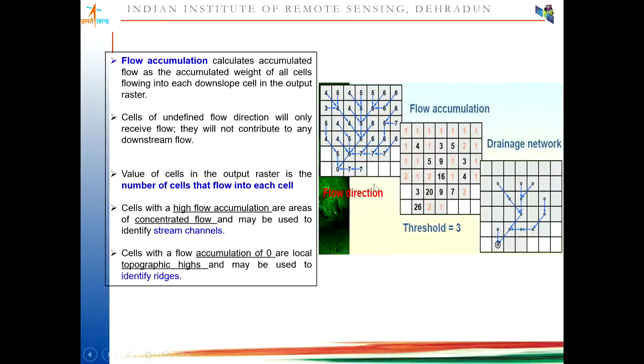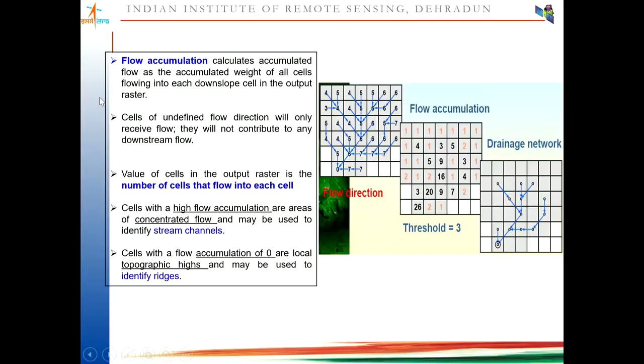If you see here, the flow directions are coded as 1, 2, 3, 4. This shows the direction in which the water will flow after the rain, how the runoff generated will flow. This is the flow direction. And to extract the drainage network, we give the threshold value. We define the threshold in the software, and then it delineates the drainage network.